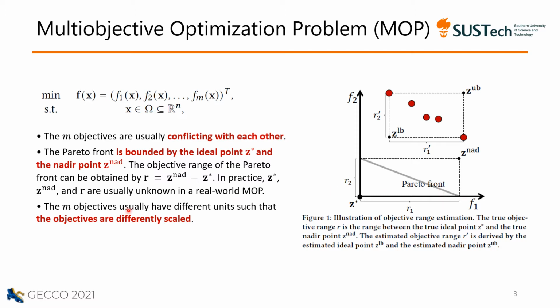And also the second property is that the M objectives usually have different units such that the objectives are differently scaled. As shown here, the objective range R1 of the first objective and R2 of the second objective are differently scaled.